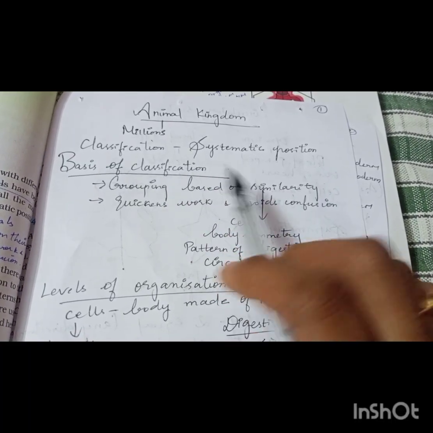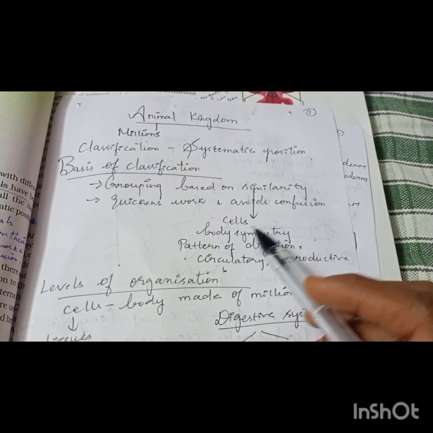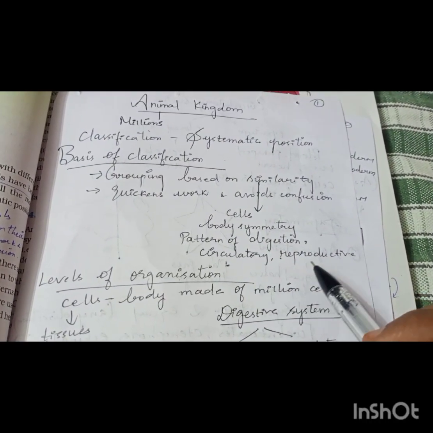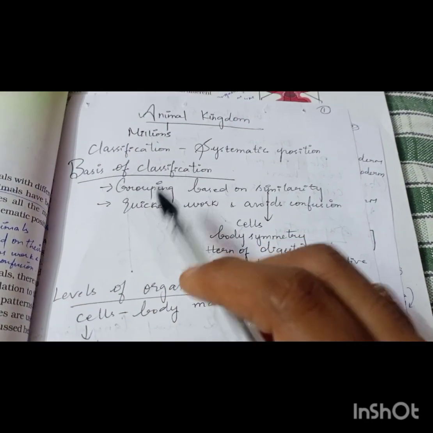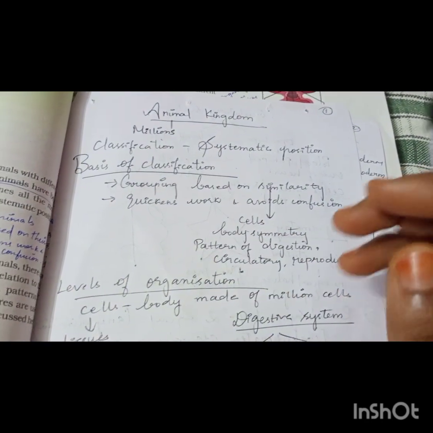Actually, classification is based on grouping the animals based on similar characters like cellular organization, symmetry of the body, pattern of digestion, circulatory and reproductive system. And this classification will quicken the work as well as avoid the confusion.